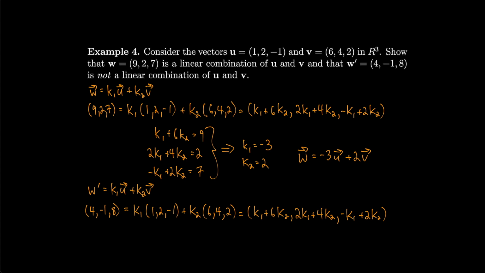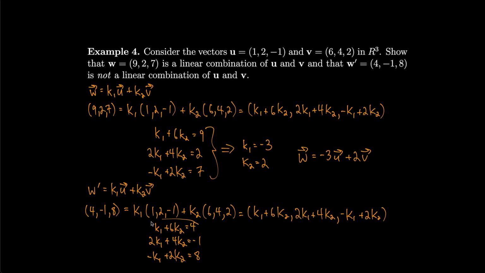So we'll end up with 3 equations again. We'll get K1 plus 6K2 equals 4. We'll get 2K1 plus 4K2 equals minus 1, and we'll get minus K1 plus 2K2 equals 8. So then we can solve this.